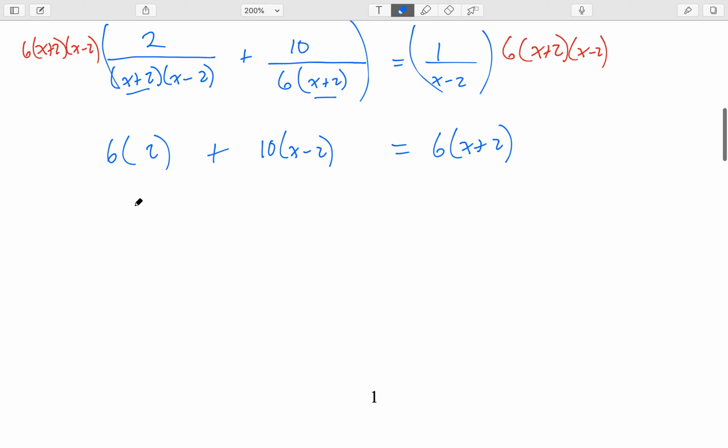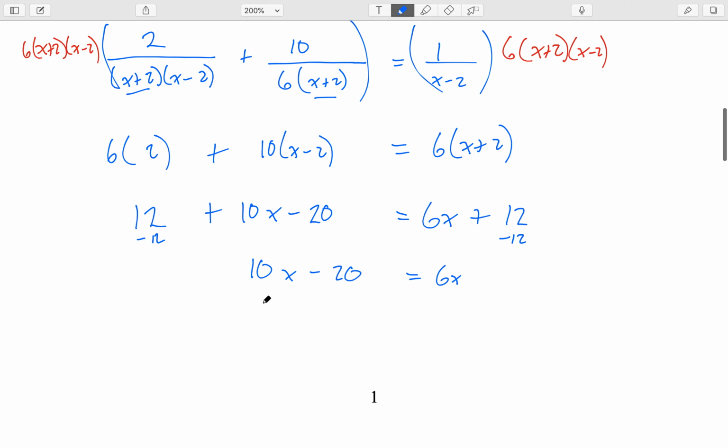Let's actually solve it now. 12 plus 10x minus 20 is equal to 6x plus 12. That's not bad. Subtract 12 from both sides. Those two can't just cancel, so 10x minus 20 is equal to 6x. Subtract 6x from both sides. I get 4x is equal to, I'll bring this over, it becomes positive 20. There we go, x is equal to 5. Ta-da! There's my answer.